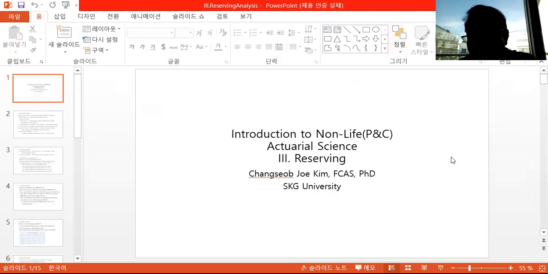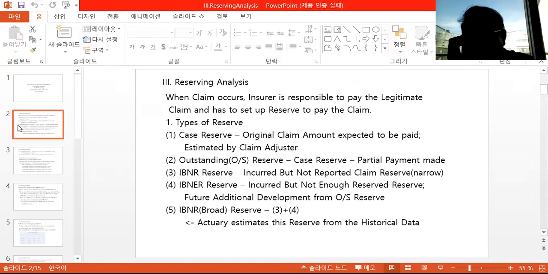Hello. Now we're going to discuss the third chapter, chapter 3, on reserving analysis. When a claim occurs, the insurance company is responsible to pay the legitimate claim. So it has to set up a reserve to pay the claim, because this is going to be the liability for the insurance company.